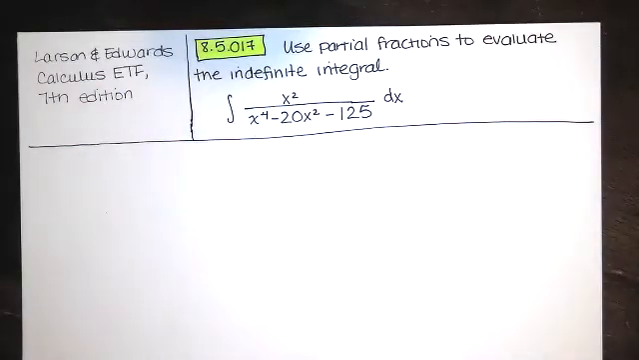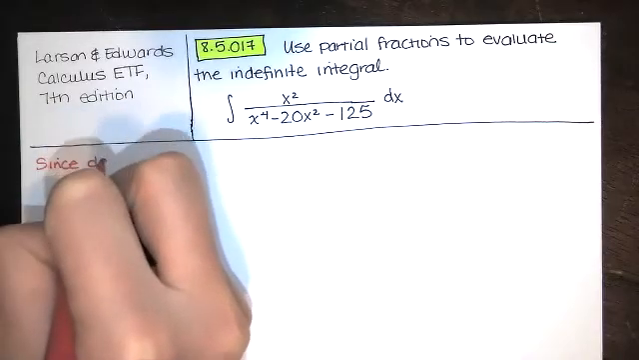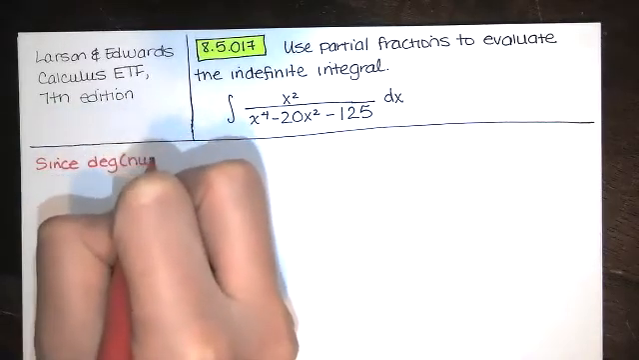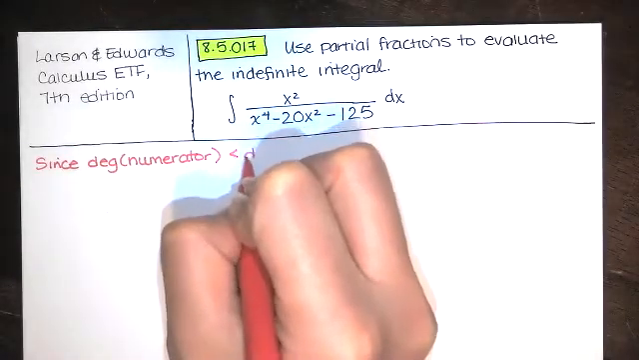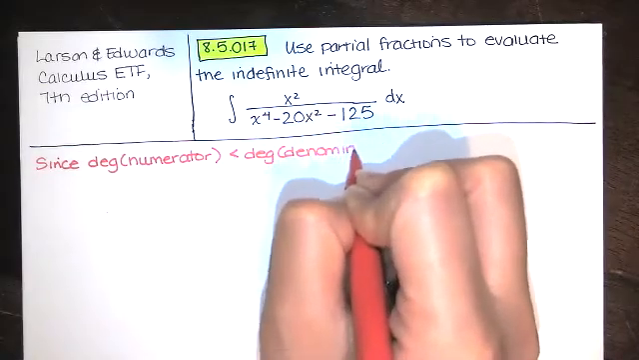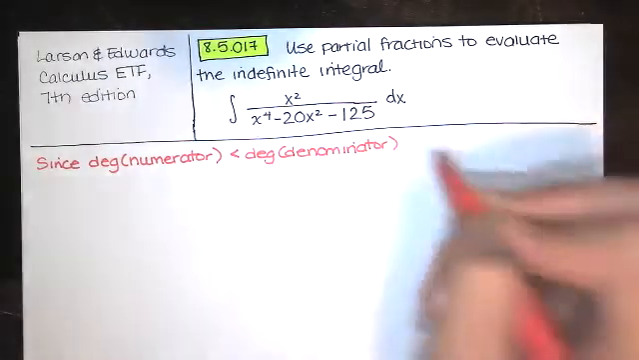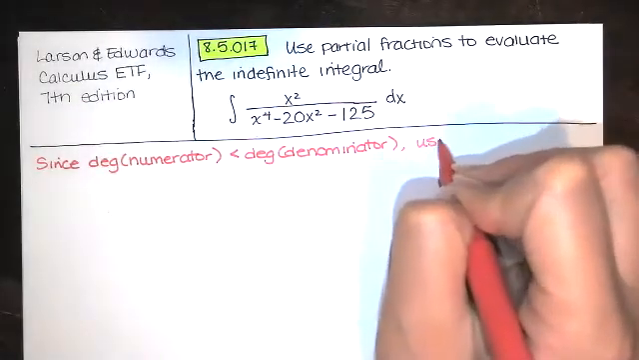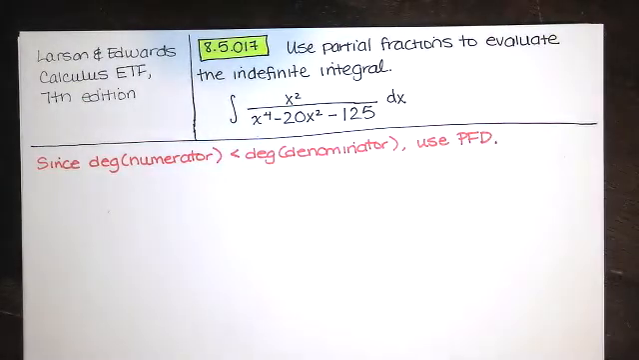We want to start by doing that. So I'm saying the degree of the numerator is less than the degree of the denominator. Since that's true, we know we're ready to use partial fractions. And I'll use the abbreviation PFD for partial fraction decomposition.